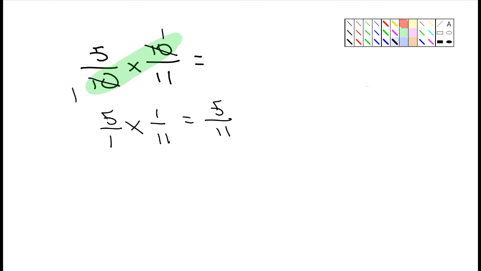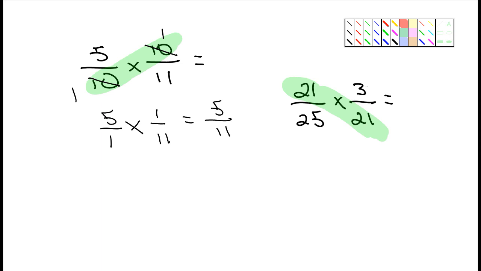How about if I had 21 over 25 times, let's see here, how about 3 over 21? Now, you might look at that and say, holy cow, man, I got to multiply 25 times 21, and then 3 times 21, that's not too hard. But is there anything you can cross-cancel? Yeah, look. 21 and 21. See how they're diagonally across from one another?